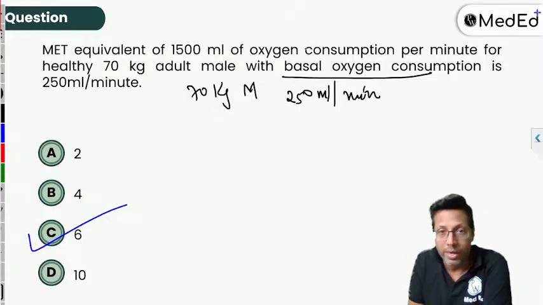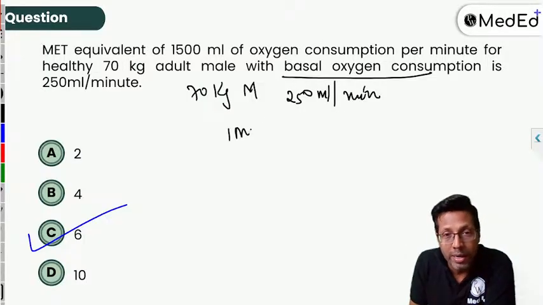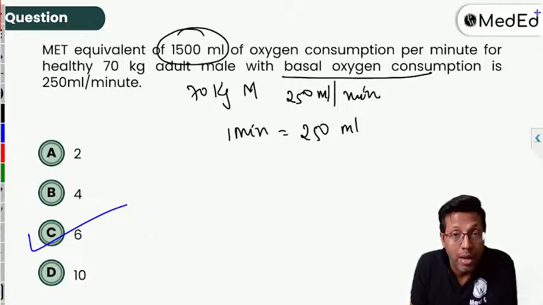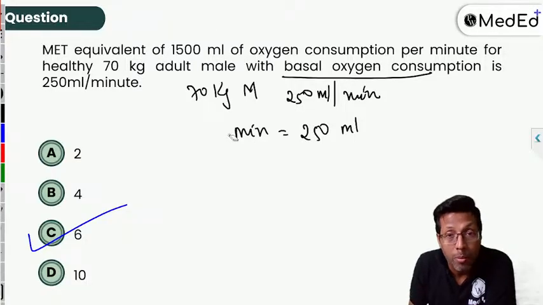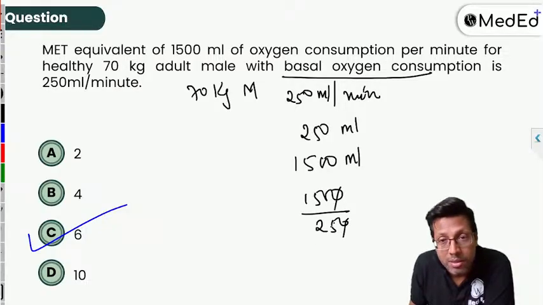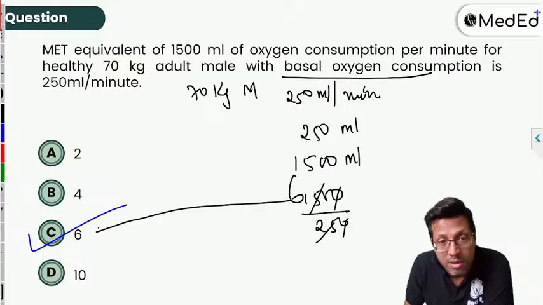Dr. Arpit says how to calculate. Yes, I'm coming. In 1 minute, 250 ml is being used by this patient, right? What is the metabolic equivalent of 1500 ml? 1500 ml, how much is the metabolic equivalent? So there is 250 ml, and basically how much is 1500 ml going to be? So basically the answer would become 1500 divided by 250, and the answer becomes 6. The correct answer is 6.